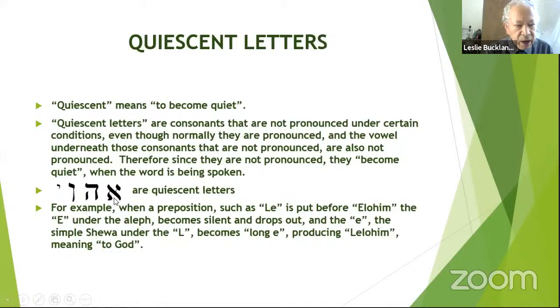And remember that aleph, he, waw, yod, or yoth are quiescent letters. They could become quiet under certain conditions so that you don't pronounce them and you don't pronounce the vowel underneath them.